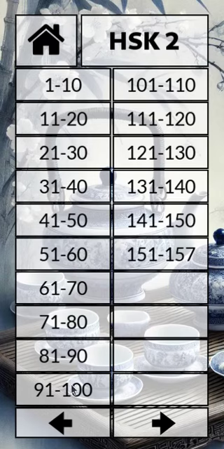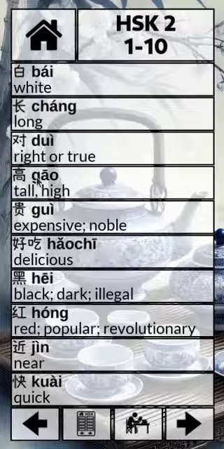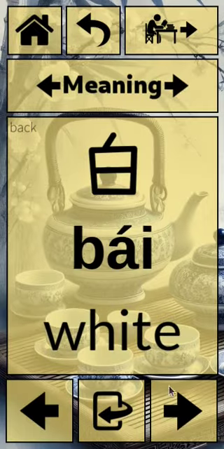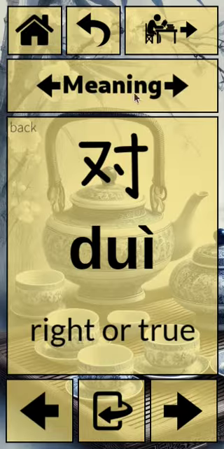Now, everything is indexed to 10 words at a time. So let's just start at the beginning. Here are the words that we will be studying in this particular index. White, long, right. So this is a good place to learn the general overview that we're getting into. And you can flip through them and flip the cards. We'll just take a look real quick.